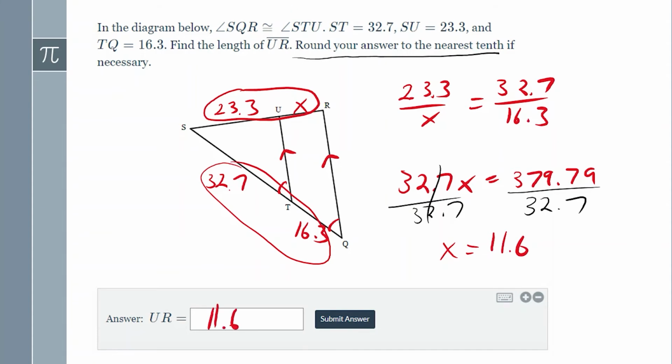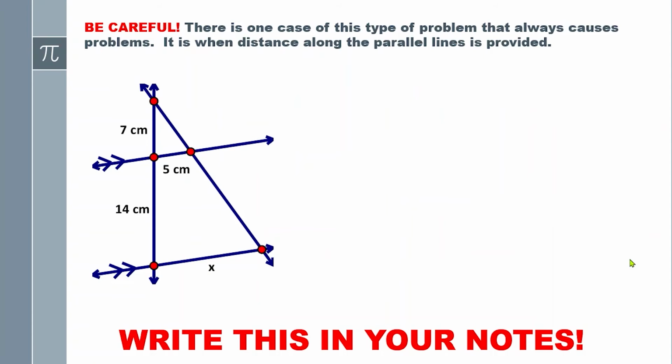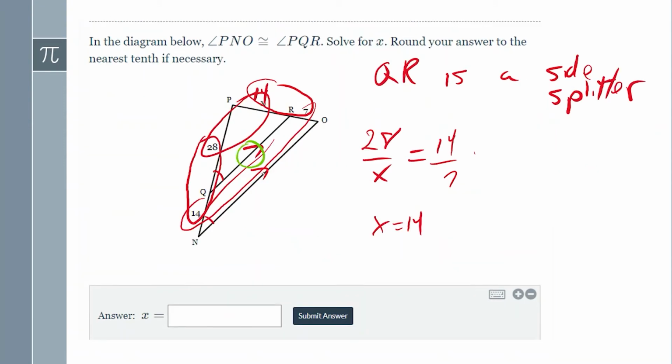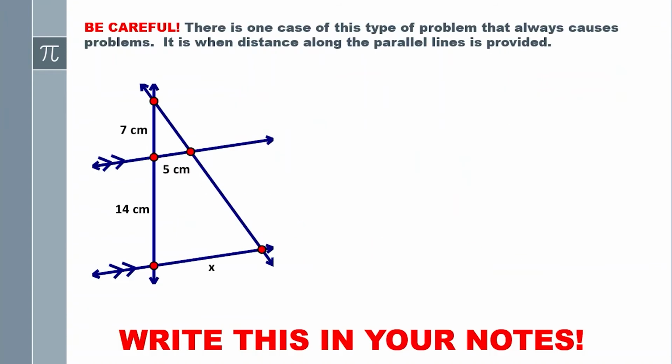All right, let's continue. Now this is one I definitely want you to put in your notes. Be careful, because there is a case here that is easily done wrong. The wrong proportion is written. You might say, well, why? Well, it's when the distance that you're given is on one of the parallel lines. Notice on the last couple examples, none of the distances were given on a parallel line. Okay, so I didn't give you any of those distances. It's when the distance is on a parallel line, in this case, that problems arise. And I'll show you the wrong proportion.